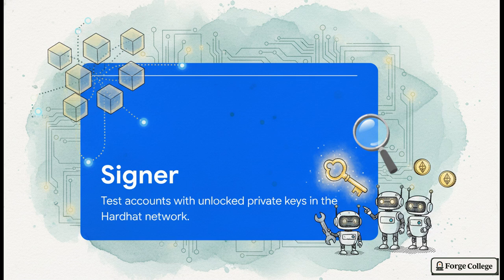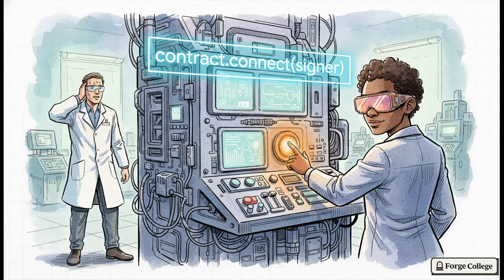Hardhat gives you a massive array of these signers by default. The first one is usually the boss, the deployer, but you can grab the 2nd, 3rd, or 20th signer to represent completely different users interacting with your contract during the experiment. So, how do we actually swap which user is pushing the buttons?